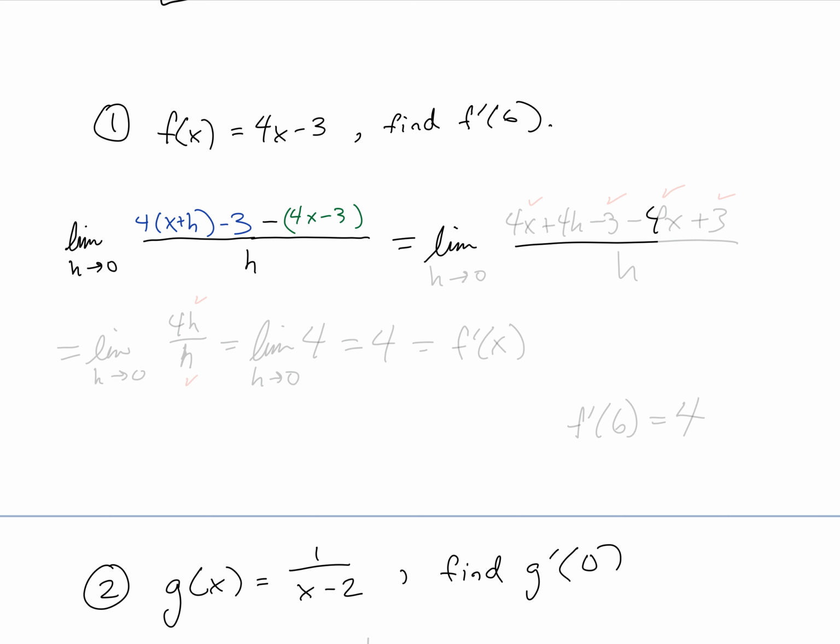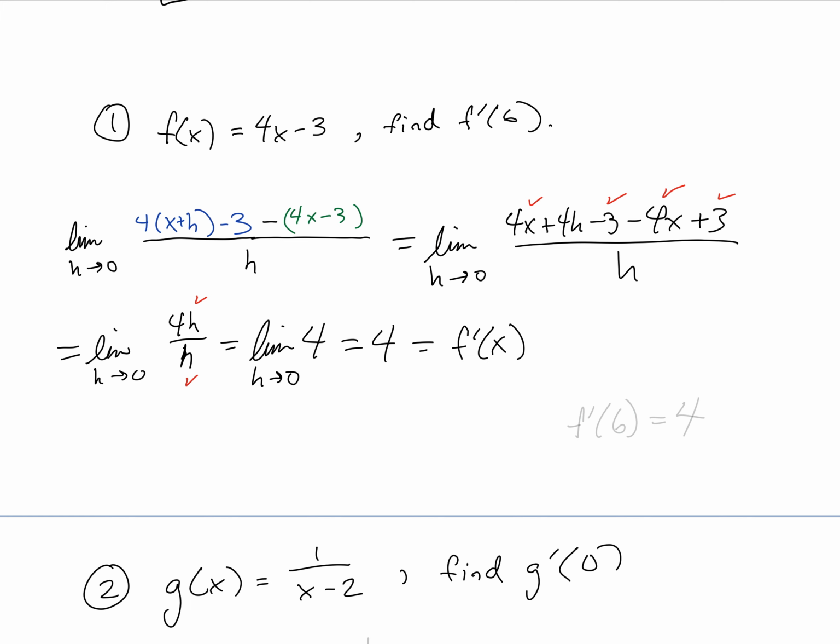This is the limit as h approaches 0 of 4x plus 4h minus 3 minus 4x minus a negative 3, so plus 3, divided by h. Now we can cancel out 4x with negative 4x and negative 3 with positive 3, and we're left with the limit as h approaches 0 of 4h divided by h. The h's cancel, and so we've got the limit as h approaches 0 of just 4, which of course is 4. So that is f prime of x.